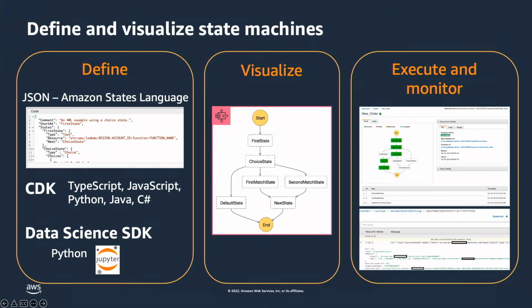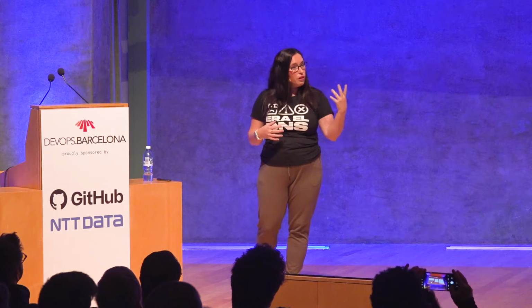From your IDE, you can visualize those state machines while you're working on them. So if you get the plugin, for example, for Visual Studio Code for AWS, you can visualize those state machines, or you can do it from the console. And then when you run those state machines, you can see every input and output for every state.